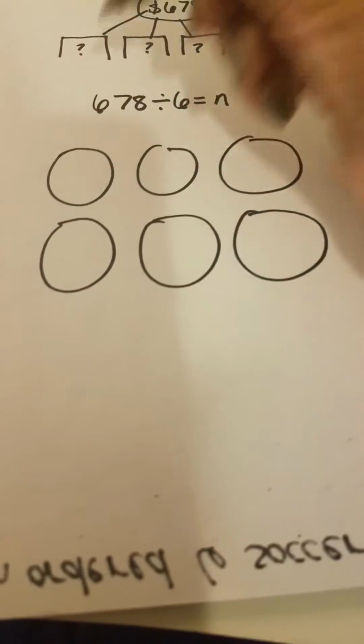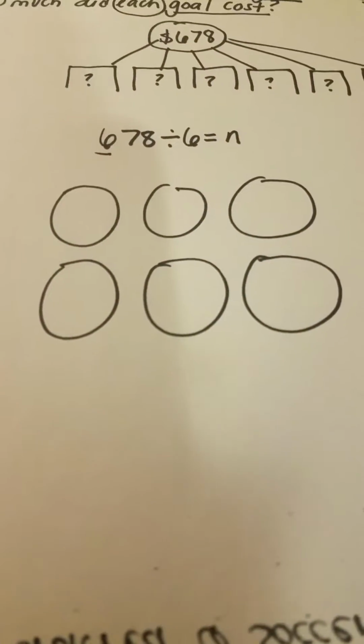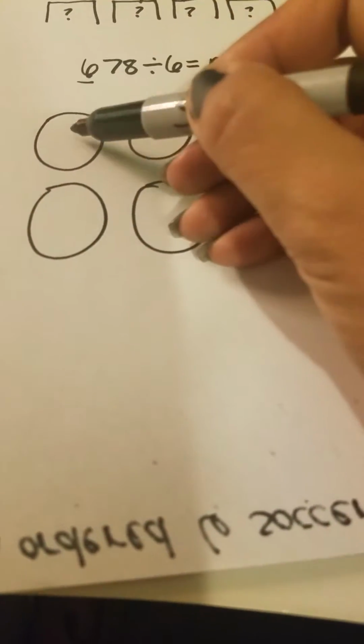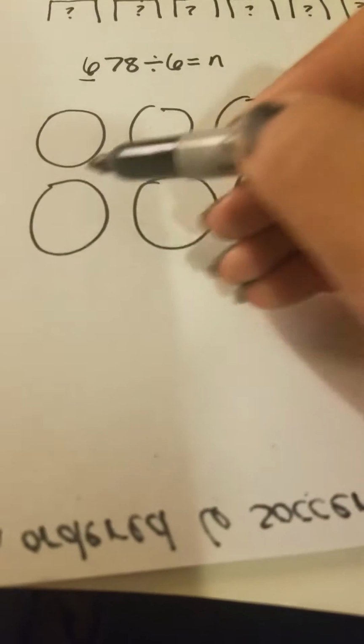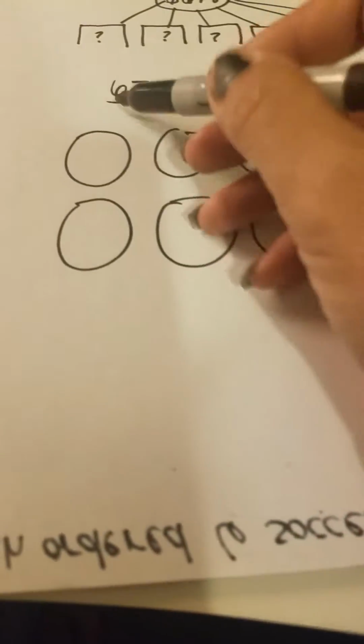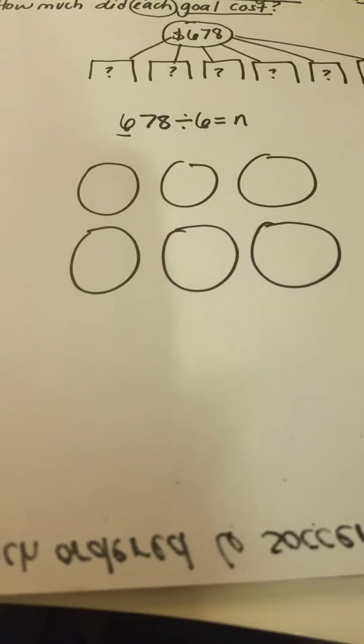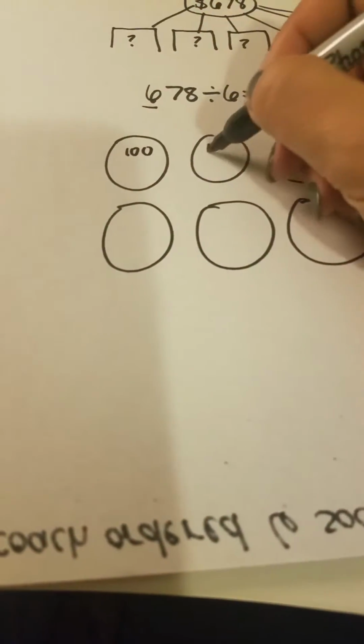So I'm actually thinking that because the first digit is a 6 and that represents 600, that maybe I can give 100 to each group, and that will actually take away the whole 600. So let me just try that.